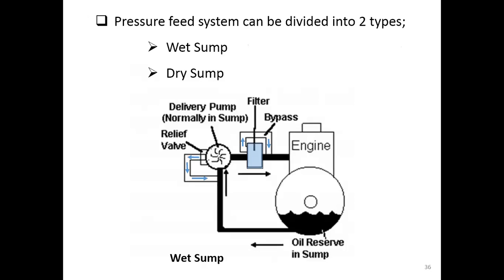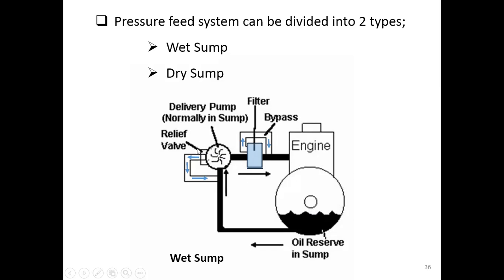This picture shows you one of the pressure feed systems. The pressure feed system can be divided into two types. The first one we call the wet sump, and the other one we call the dry sump. This picture shows you a wet sump system, in which we have an oil reservoir in the engine, in the sump here, and we have a delivery pump. This delivery pump is normally not outside.